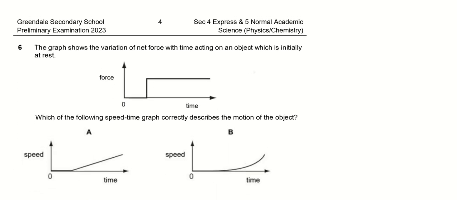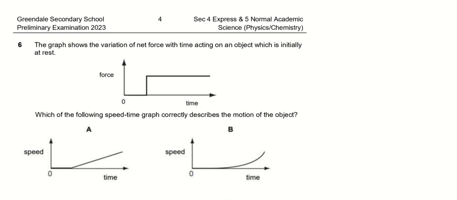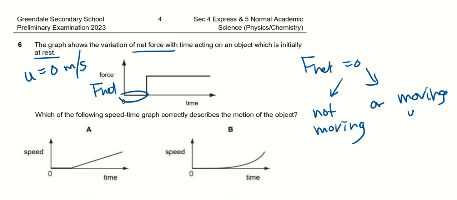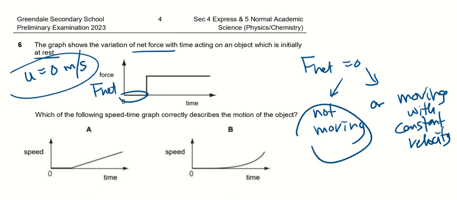Question 6, also Grindale. It shows the variation of net force with time acting on an object which is initially at rest. So initially the speed is 0. And actually this is my F net. Before that, F net was 0, so there's no resultant force. So it can be two cases, either not moving, or moving with constant velocity. Which case is it? It has to be the first case, not moving, because they tell us that initially it was at rest.